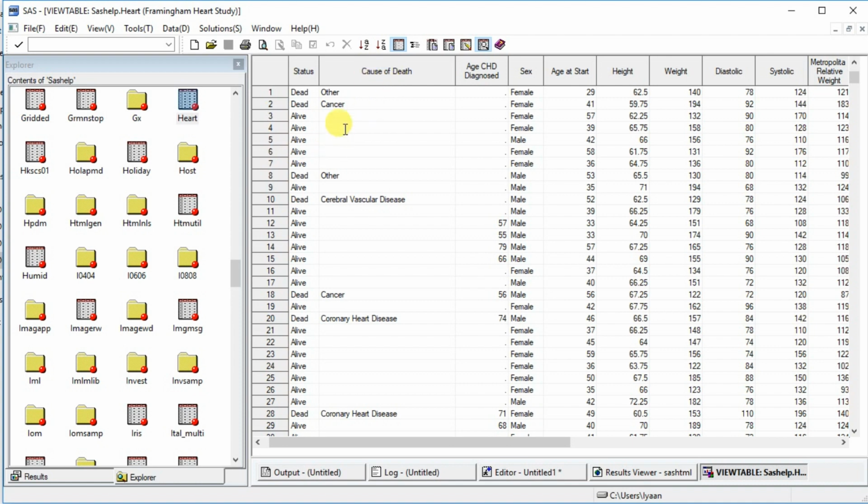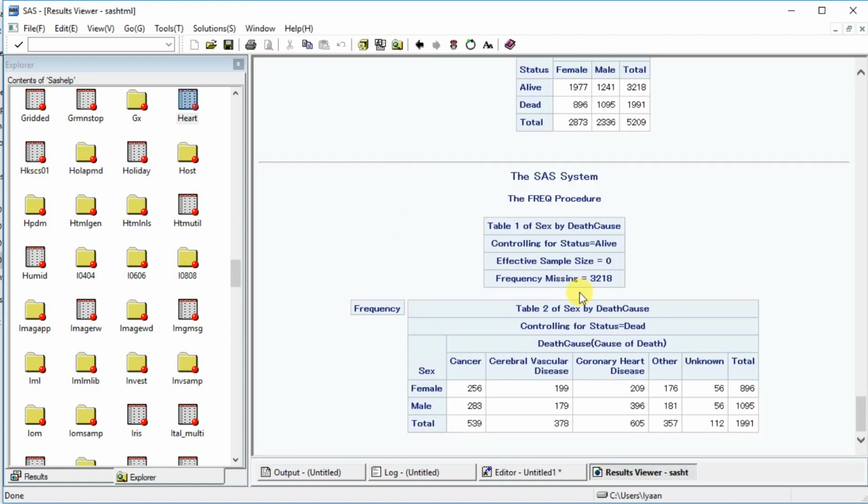Definitely, when we write something under cause of death, the status should not be alive, because there is a reason of death. Indirectly we are saying that the person died because of this reason. So how can we say he's alive? When we say alive, of course it should go as blank, right? So it's fair enough. So in total we have 3218 and 1991.